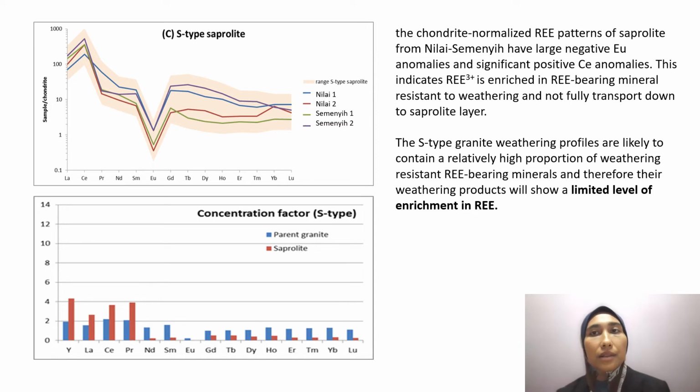And the chondrite normalized REE pattern of saprolite layers shows large negative europium anomalies and significant positive cerium anomalies. This indicates REE is enriched in REE-bearing minerals resistant to weathering and not fully transported down to the saprolite layers. And then the S-type granite weathering profile is likely to contain a relatively high proportion of weathering resistant REE-bearing minerals, and therefore their weathering products will show a limited level of enrichment in REE.